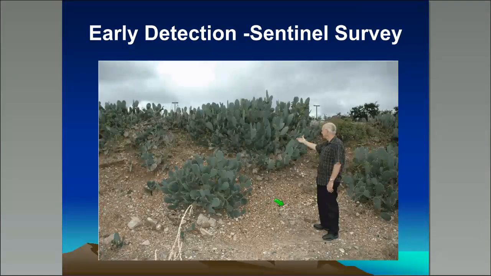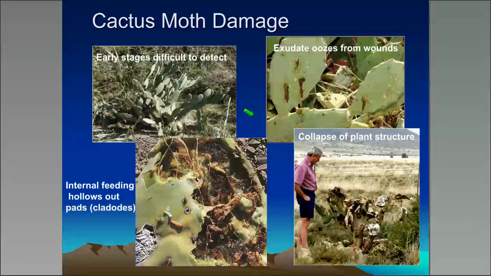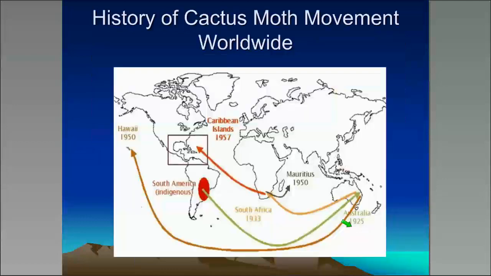Right now, we're looking at our sentinel survey to be our number one method to find out where the cactus moth is, and then decisions are made based on our ability to look at the damage and identify that what we see on prickly pear is the cactus moth. A lot of damage on prickly pear is not due to the cactus moth, but may even be induced by people running a weed eater in their yard.